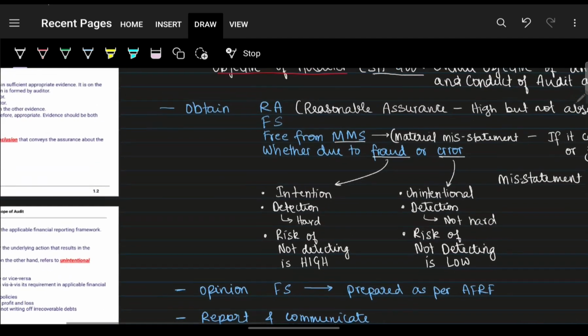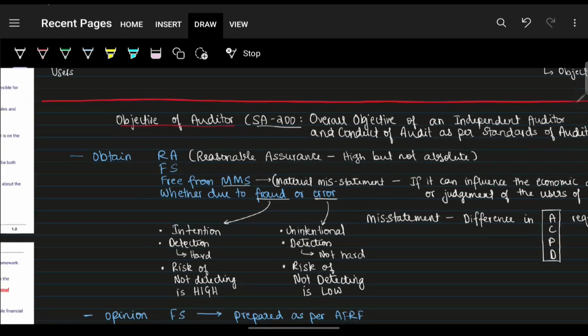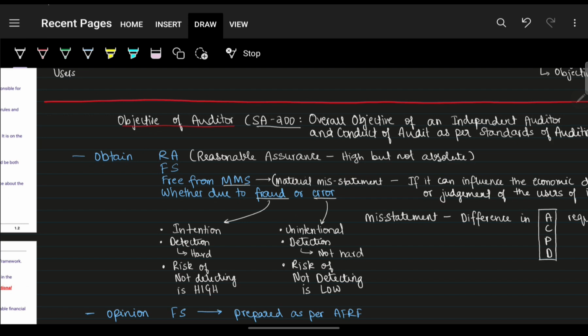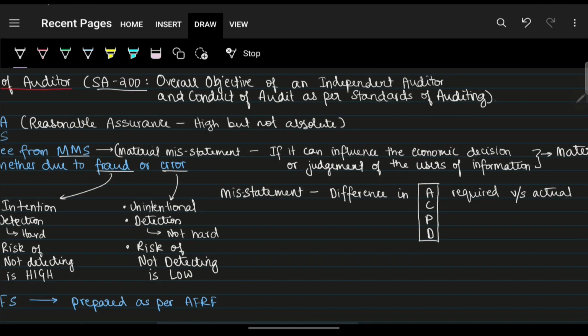Okay, or here SA 200. Overall objectives of an independent auditor and conduct of an audit as per Standards on Auditing. Obtain a reasonable assurance that the financial statements are free from material misstatement, whether due to fraud or error. Okay, so now what does material mean?